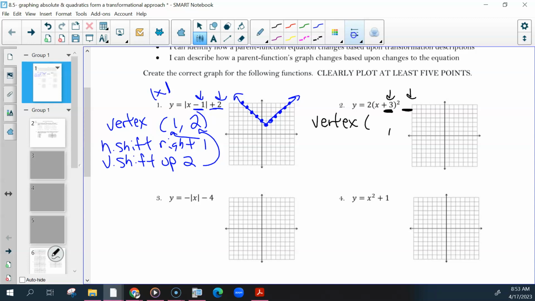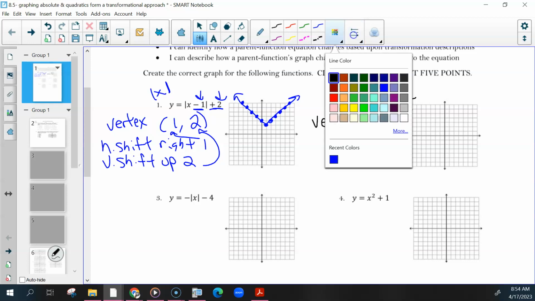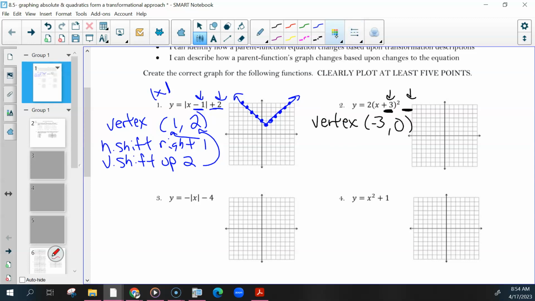Inside number is going to be opposite. How would we write that vertex? If you don't have anything on the inside or the outside, you would just put 0. So that would be where we start this function at negative 3, 0.